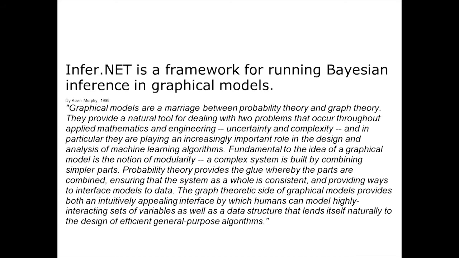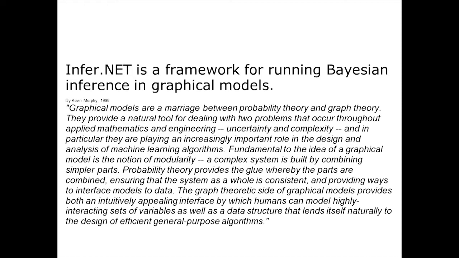And so this is what infer.net is. It's a framework for running Bayesian inference in graphical models. And so what are graphical models? Who cares? It's a bunch of words. But it's basically, if you can model it, it can apply machine learning, and it can make predictions for you, and it can infer things. When you infer something, it's like you thought you knew something about it, and you got some new evidence, and now you know something else about it.